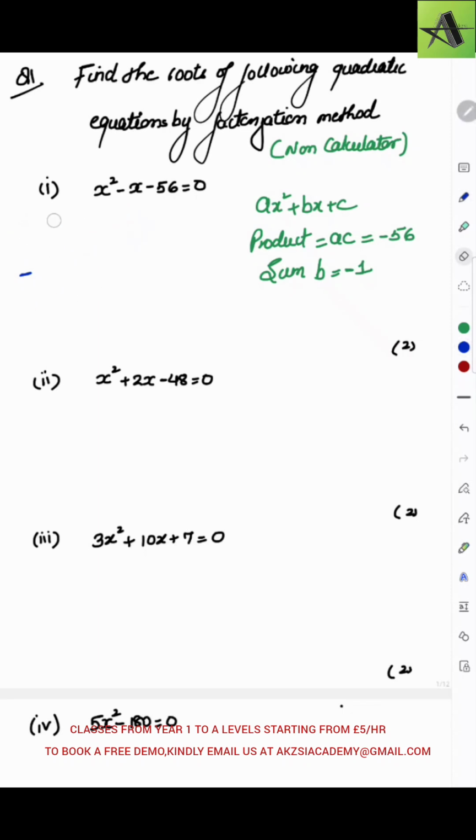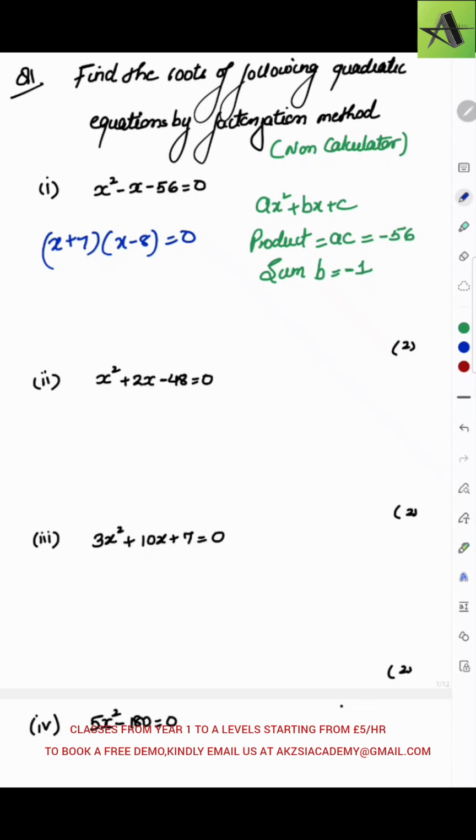So 7 and -8. Now there is a short trick. If the coefficient of x squared, simply your a, when you compare it with this, we found a is 1. When a is 1, directly you can write the numbers. That means x plus, what two numbers have you found? -8 and 7. So x plus 7 and x minus 8. You just have to write the numbers like this and you'll get the factors.